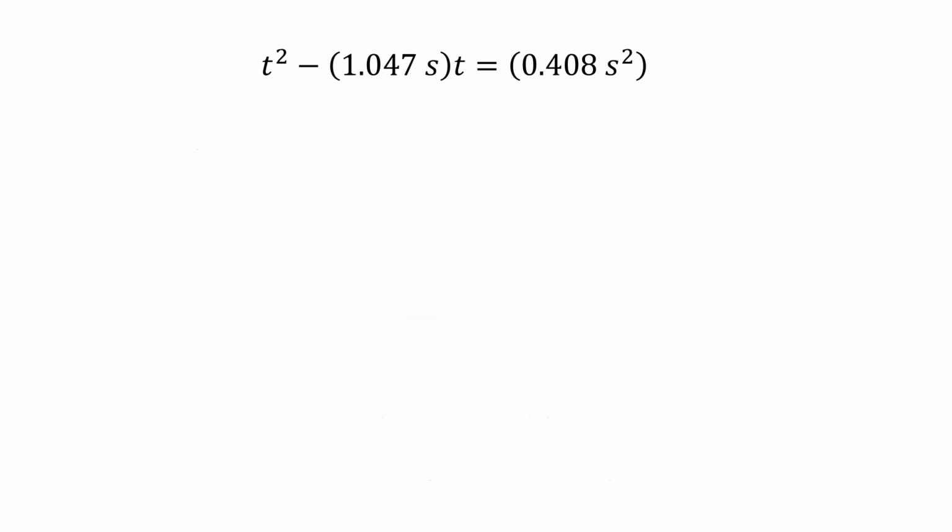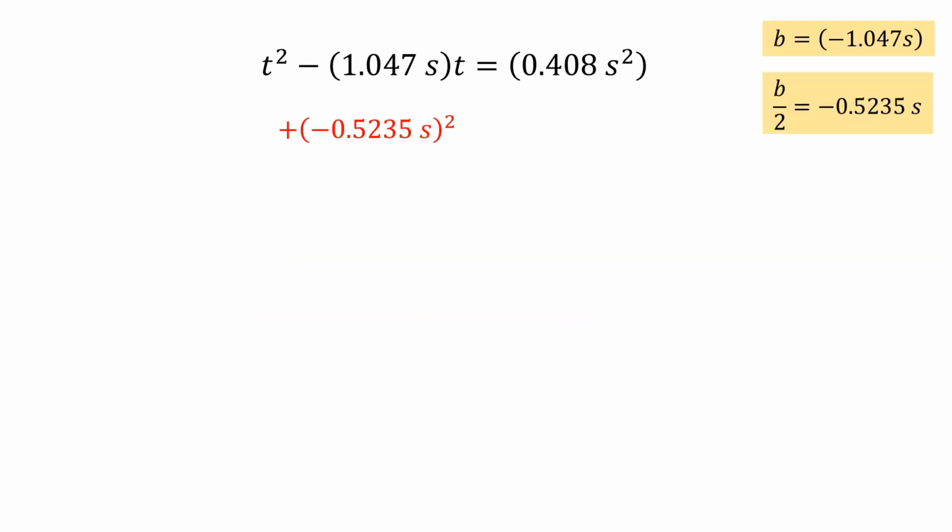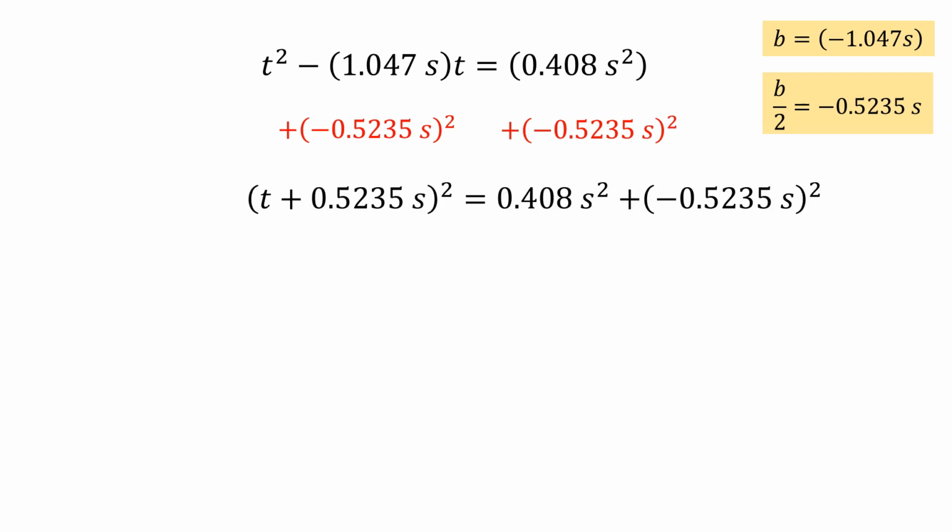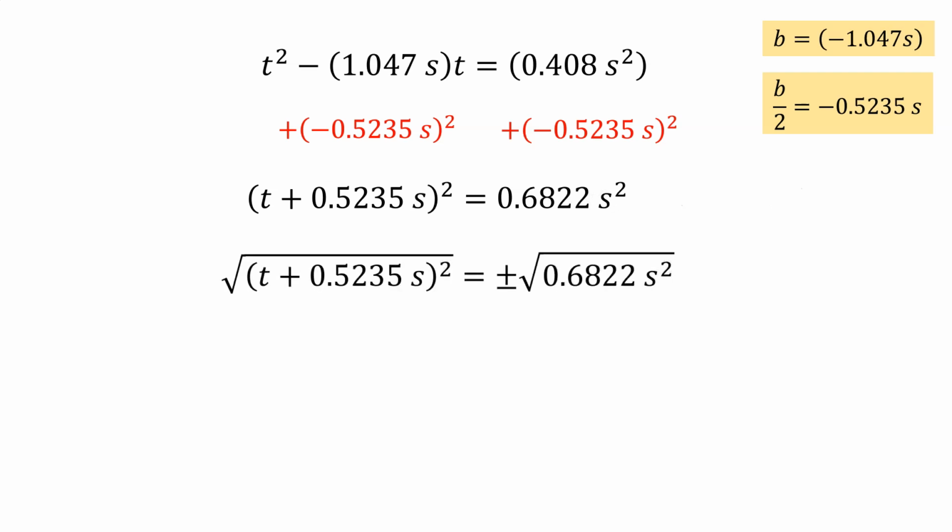To complete the square, we find b and b over 2, and then we add b over 2 squared to both sides. That allows us to write the left-hand side as a perfect square. The terms on the right-hand side can be combined. We then take the square root of both sides and include a plus or minus on the right-hand side. The square and the square root cancel on the left-hand side. We evaluate the square root on the right-hand side.